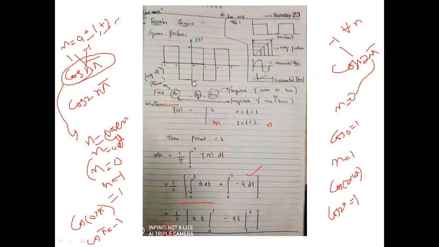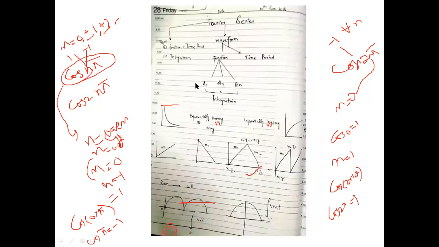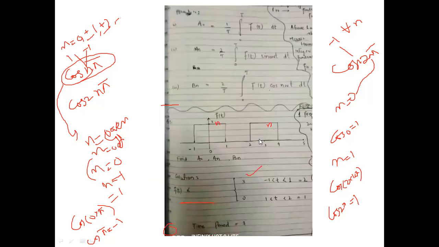Okay, so now move on to the next function. These are a few standard functions: the ramp function, negative slope function, positive plus negative slope function, exponentially rising function, sinusoidal function, cosine function.